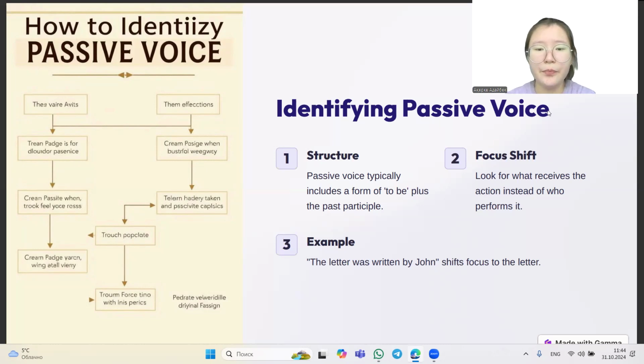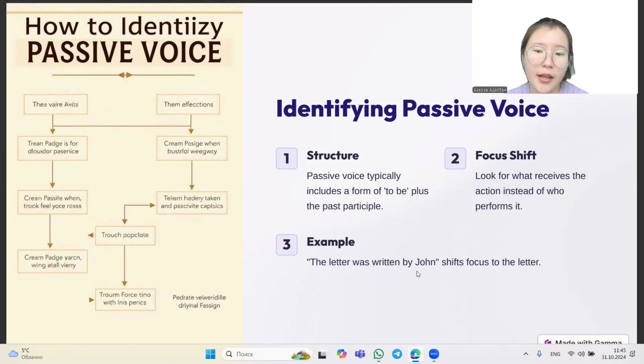Let's read it. The letter was written by John. It shifts focus to the letter. So the letter was written by John. We can't say just the letter was written. That's all. But if we need to, we add by this preposition, by.